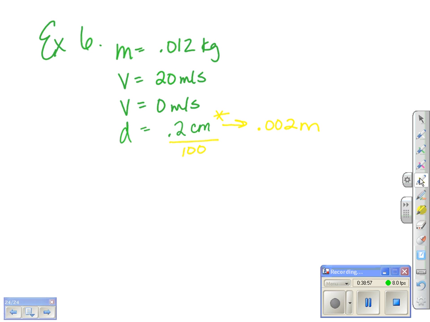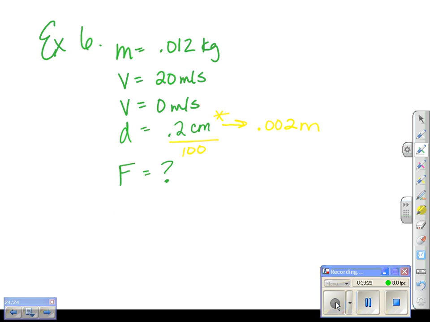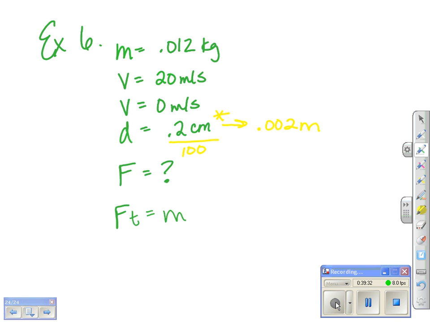All right. So, let's look. We're asked to solve for force. The first thing I'm going to have to do is find some time here, because I need to look at the fact that if I have Ft equals m change in v, then I have to realize that I need a t somehow.